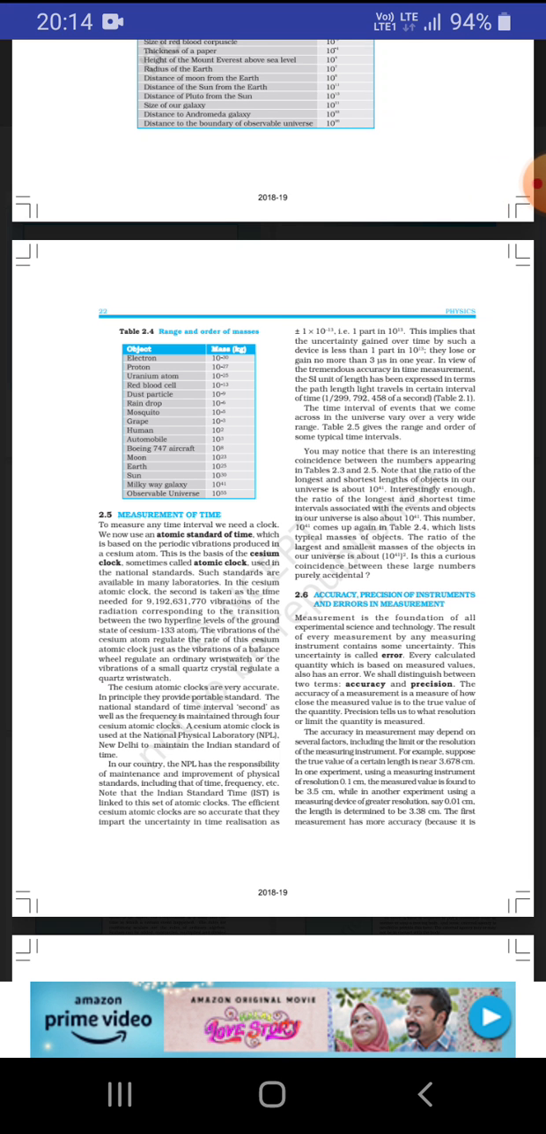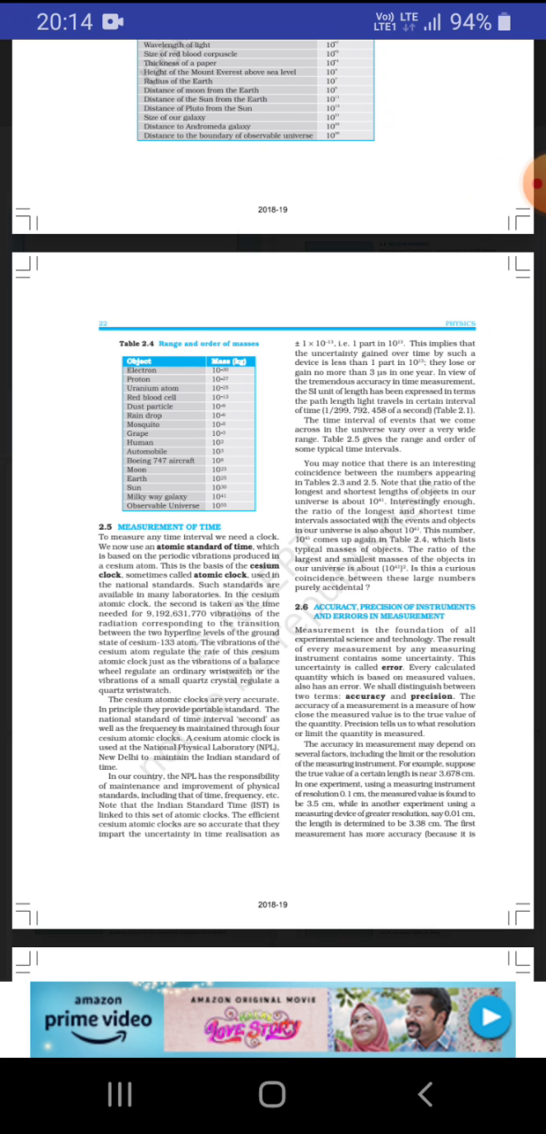The drift gained over time by such a device is less than 1 part in 10 to the power 13, and they lose or gain no more than 3 microseconds in 1 year. In view of this tremendous accuracy in time measurement, the SI unit of length has been expressed in terms of path length that light travels in a certain interval of time, as you all know.